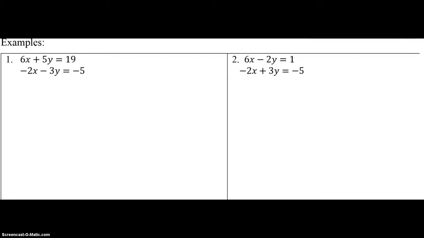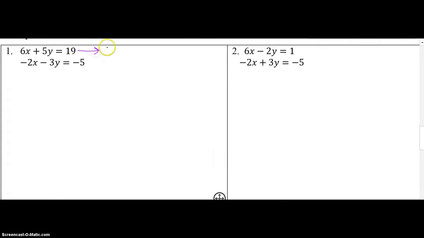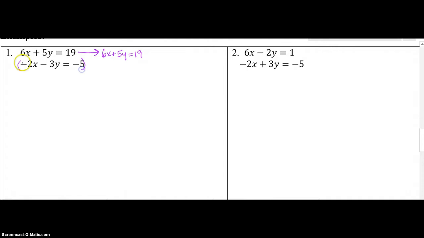3, right? Okay, so what I'm going to do is keep this top equation exactly the same, but the bottom equation I'm going to multiply by 3. And what you do to one side, you have to do to both sides. So check it out. This 3 goes to all 3 pieces of this equation. So we get negative 6x minus 9y equals negative 15. For this one, you would want it to be positive 3 because you want to get a negative 6 and the 2 is already negative.